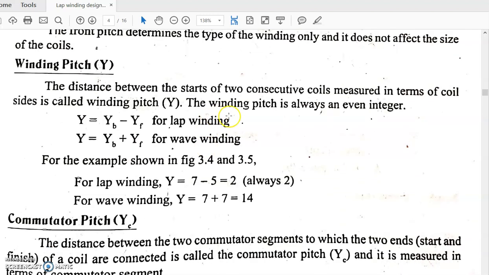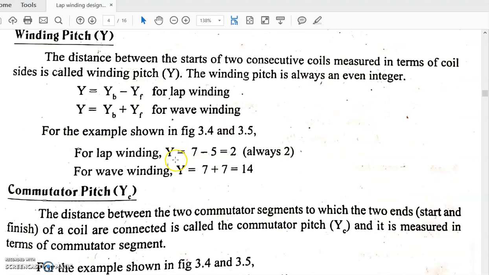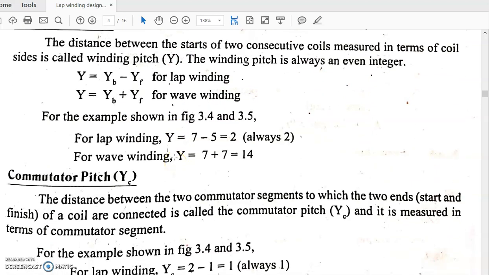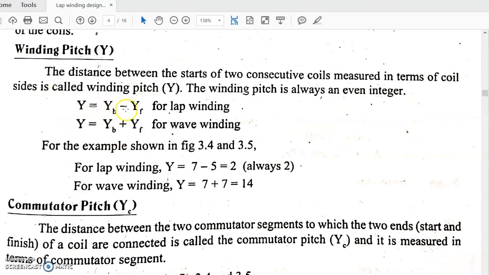Next is the winding pitch. It is the distance between the starts of two consecutive coils, measured in terms of coil sides. And it is YB minus YF for lap winding and YB plus YF for wave winding.